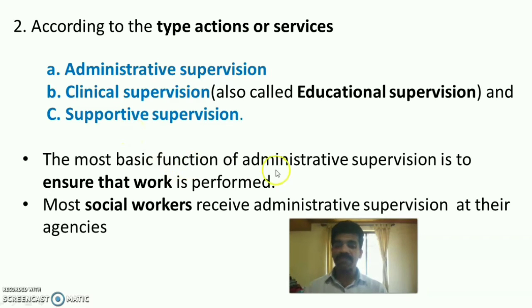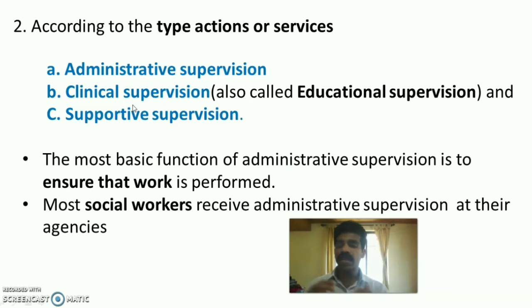The most basic function of administrative supervision is to ensure the administrative work is performed in the organization or institution. Most social workers or health workers receive administrative supervision at their agency or institution. Clinical supervision is done in clinics or health institutions, that is at the PHC, sub-center and community health center, and even during home visits, like a supervisory home visit.